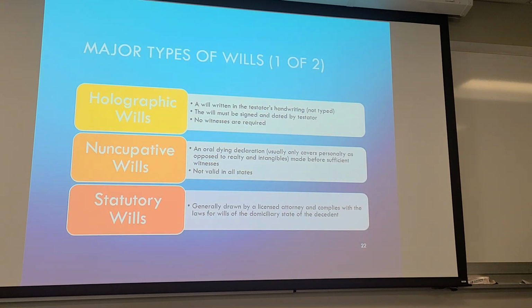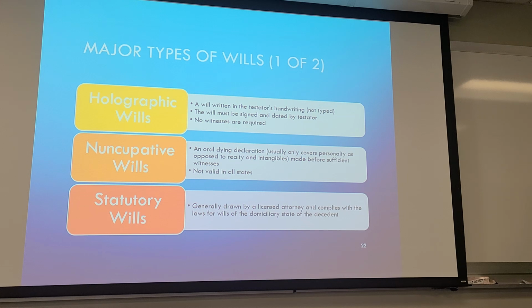Different types of wills. Holographic, you handwrite it. Non-competitive is that dying declaration. It's valid in Texas, it's not valid in Alabama. So you're out hunting, you trip, fall and as you're dying, you tell your buddy, hey, I give everything to you. That would work in Texas, but it wouldn't work here.